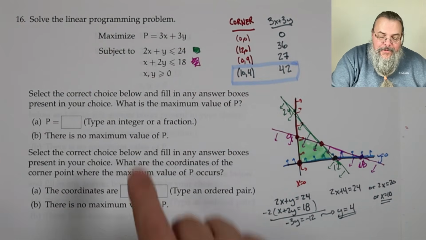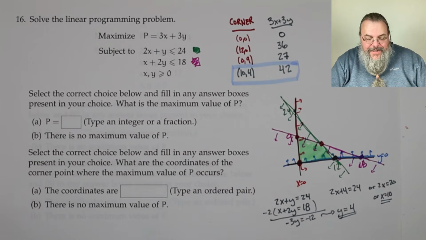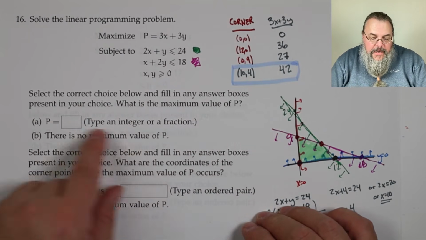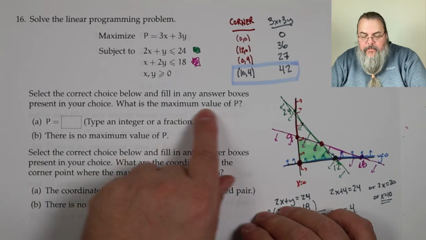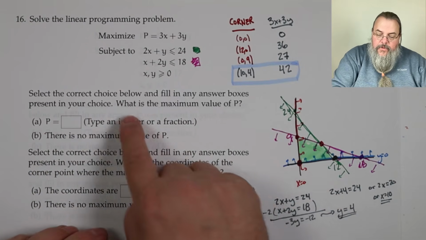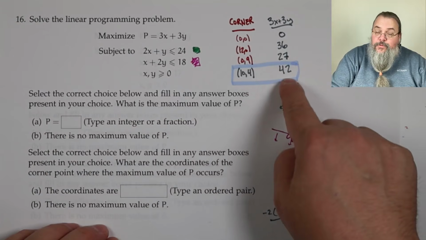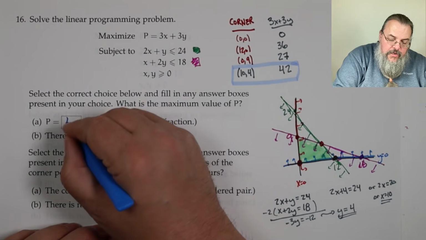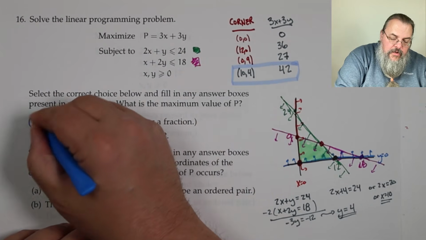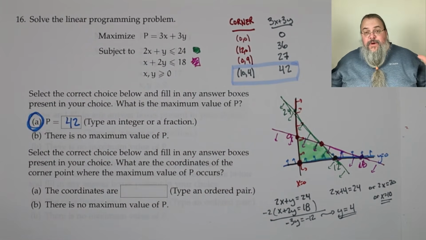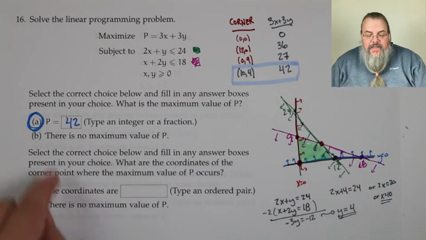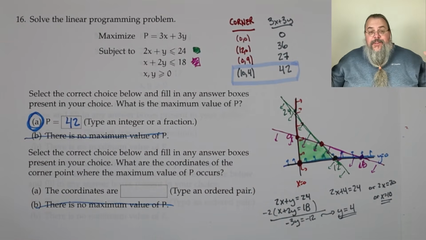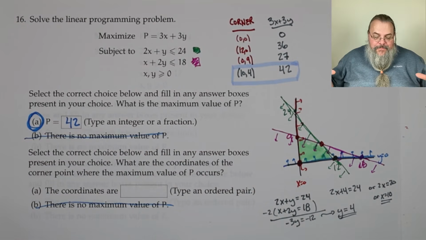Now we've solved. Let's see what we're supposed to have done. Hopefully it's helpful. All right, select the correct choice below and fill in any answer boxes present in your choice. Where is the maximum value of P? Okay, so what is the maximum value? 42. So we say, great. The answer is 42, and it's A. By the way, as soon as you know it's bounded, you can eliminate there is no maximum. Anything that's bounded has to have a maximum.